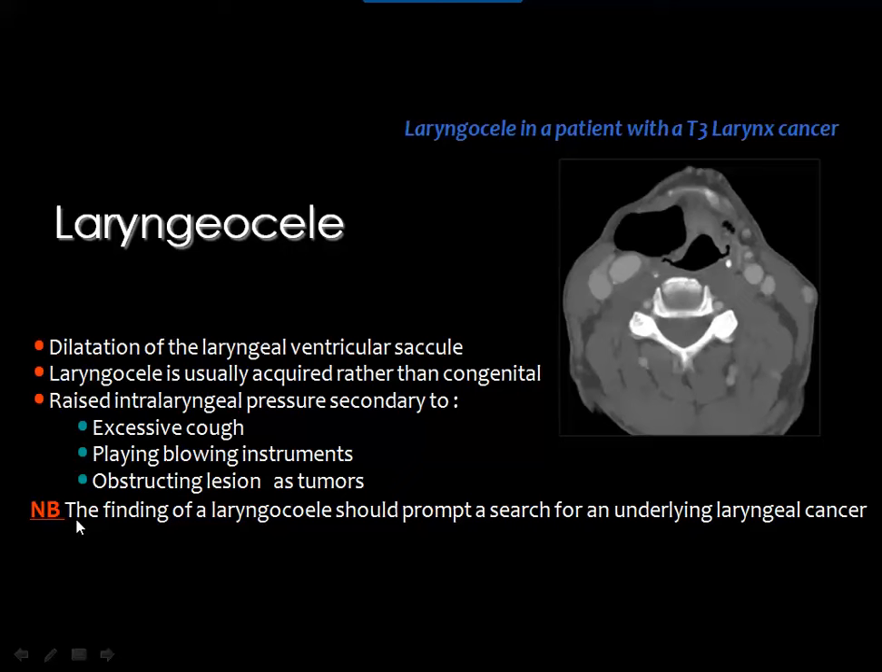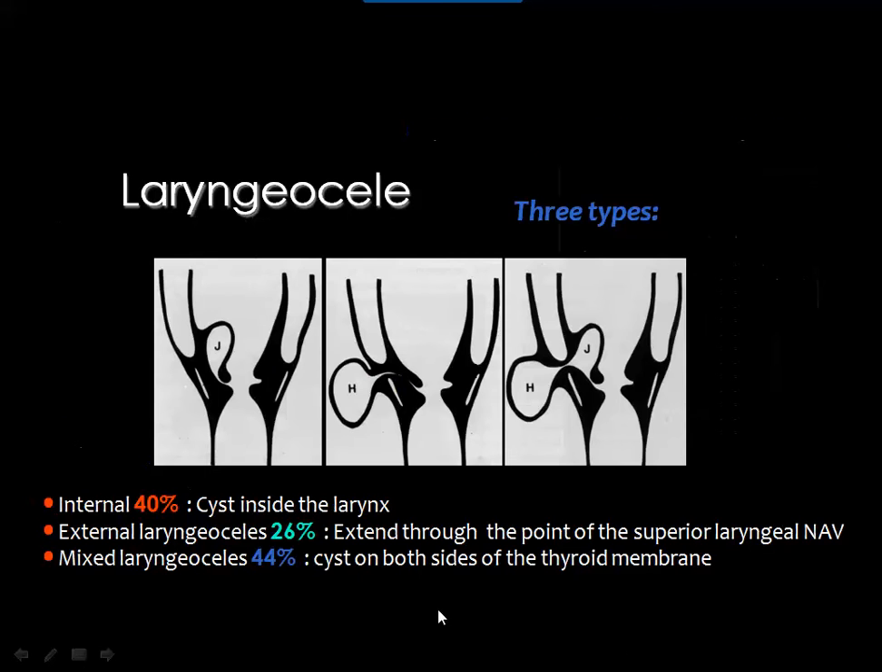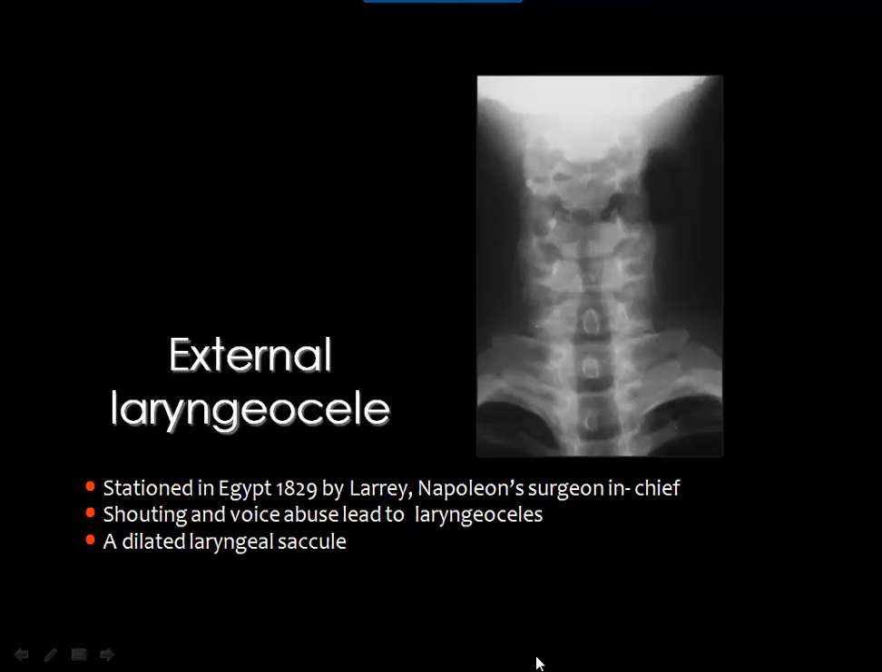Then this is an important note. The finding of a laryngocele should prompt a search for an underlying laryngeal cancer, especially in adults. There are three types of laryngoceles. The internal one, which is totally within the laryngeal lumen. The external one, which is a bulge outside the laryngeal lumen, and a mixed one, which has a component inside the larynx and another component outside the larynx.